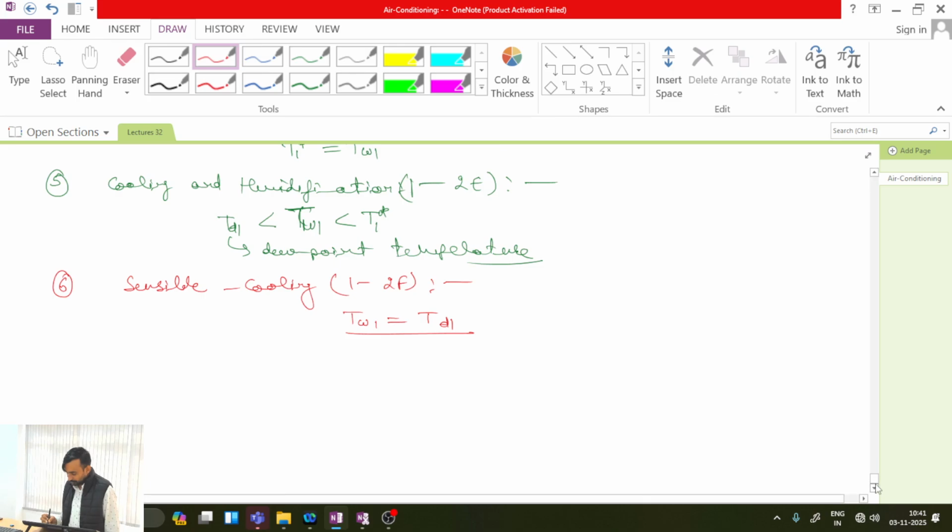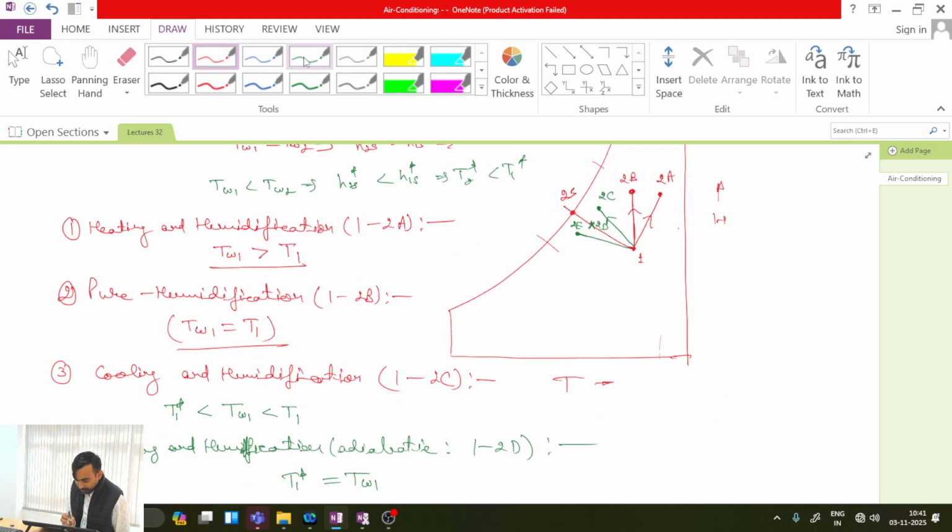Okay. So the process, how will it be moving? This will be my process 1 to 2F, because the dew point is at this point. See, for state 1, how do we define dew point temperature on the psychrometric chart? We draw a horizontal line, and whenever it touches the saturation state, the temperature corresponding to that is my TD1. That is the dew point temperature for state 1.